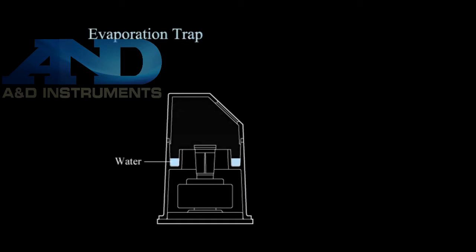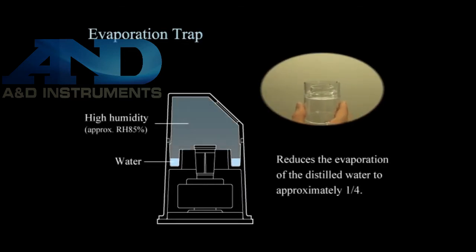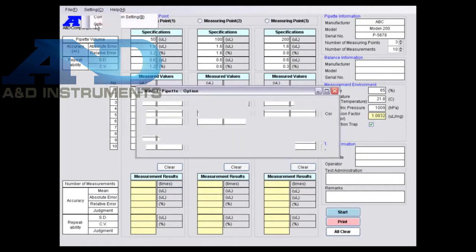The evaporation trap maintains high humidity inside and reduces the evaporation of the distilled water to approximately 1/4. If you prefer, you can set a correction value for evaporation.